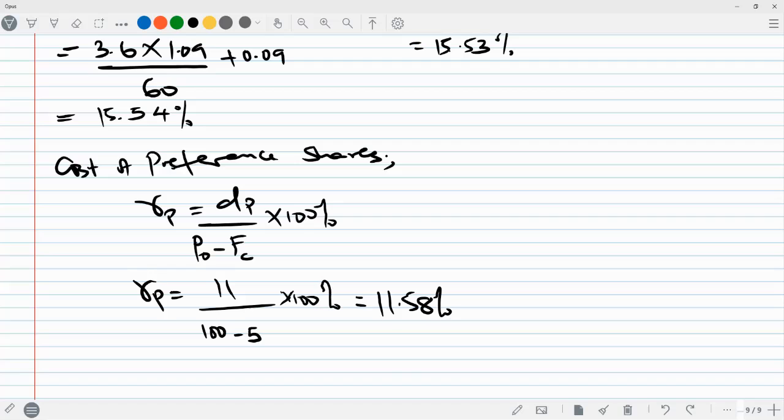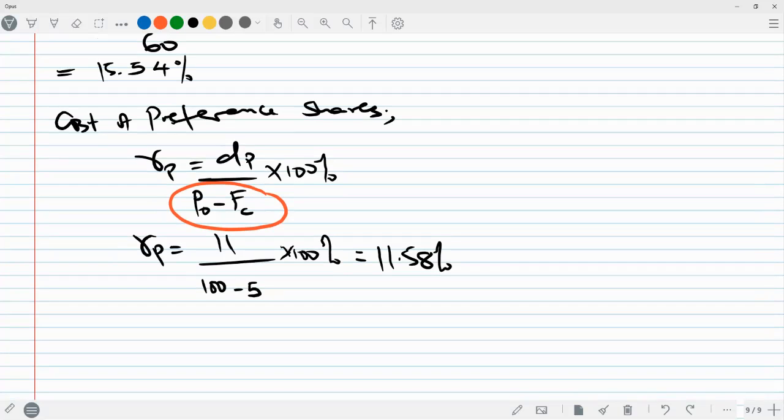Just to repeat, don't forget here, what really matters is, if the company was to issue these shares in the market, what is the amount per share they'll be receiving? It is P0 less the cost of issue, which is the 5 shillings. That's the cost per share.